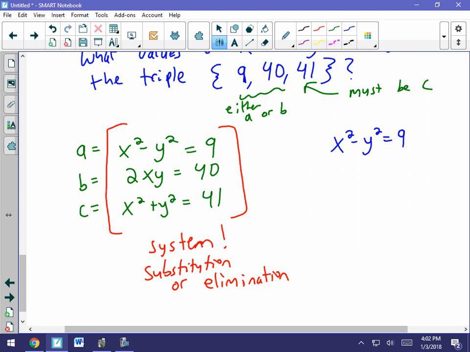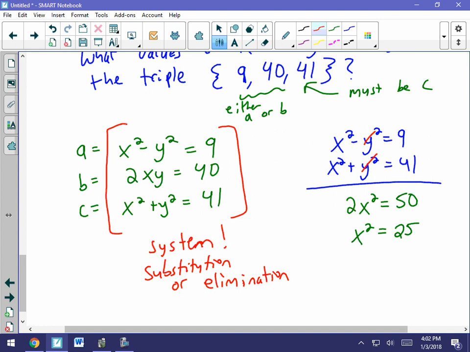Say I put this first equation, x squared minus y squared equals 9, with the third one, x squared plus y squared equals 41, and do some elimination there. Putting those together, my y squareds will cancel out, and that leaves me with 2x squared equaling 50. I can solve that if I divide both sides by 2 and get x squared is equal to 25. I'm going to square root. Now, we've talked a lot about how you're supposed to put a plus minus in. However, it's a Pythagorean triple that represents the side of a right triangle, so it's got to be positive. So only positive 5. That's the value of x.